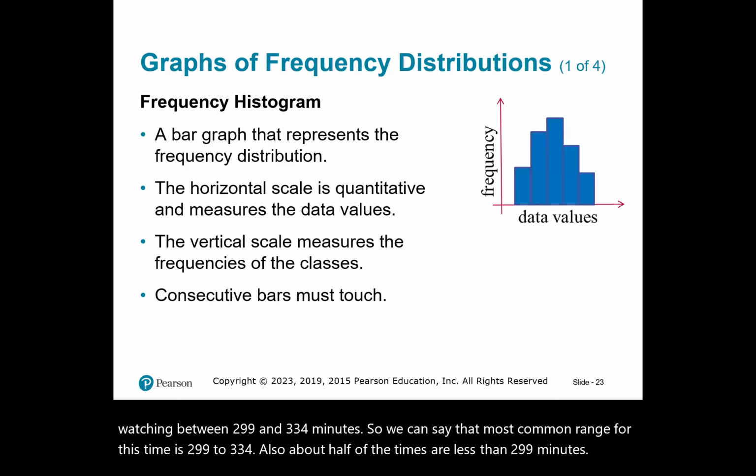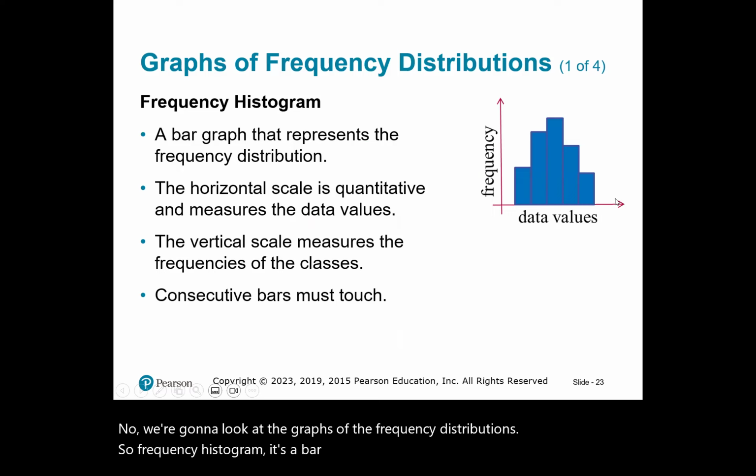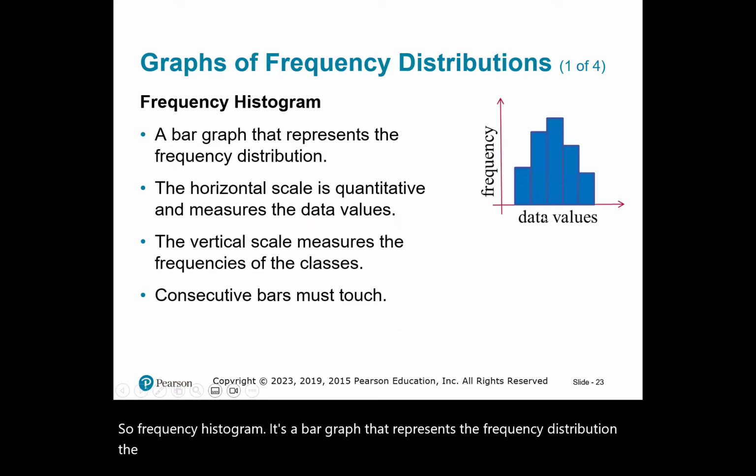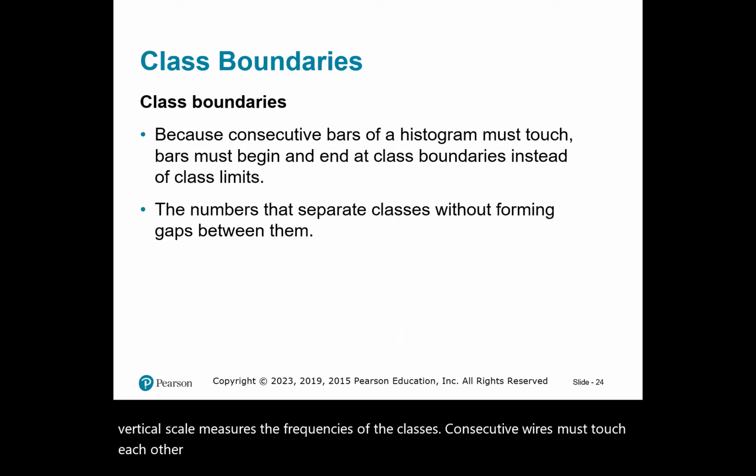Okay. Now, we're going to look at the graphs of the frequency distributions. So, frequency histogram. It's a bar graph that represents the frequency distribution. The horizontal scale is the quantitative and it measures the data values, and the vertical scale measures the frequencies of the classes. Consecutive bars must touch each other for frequency histogram.